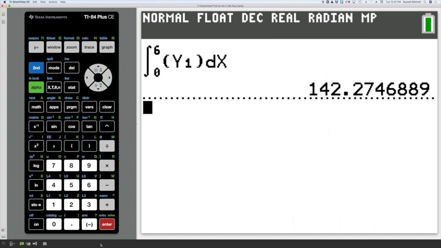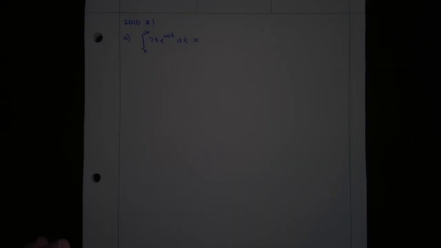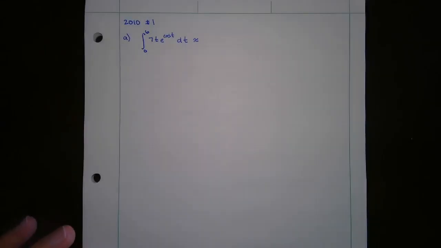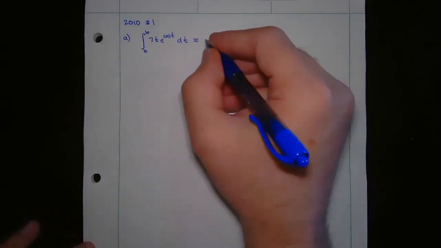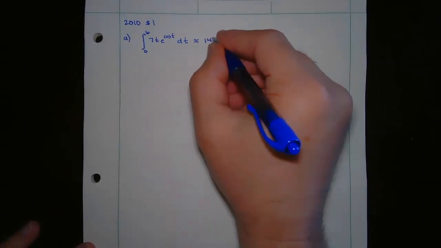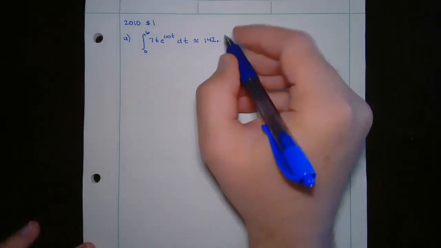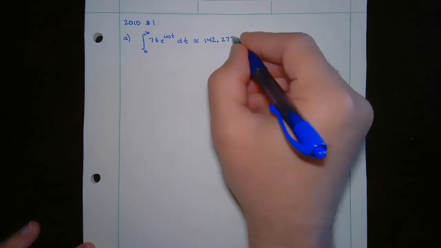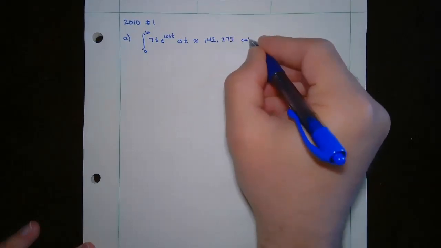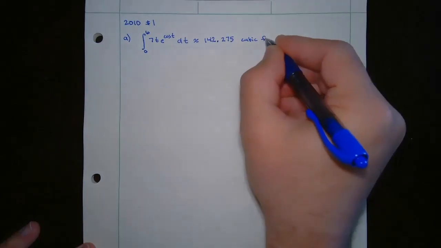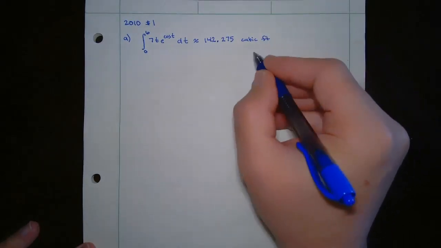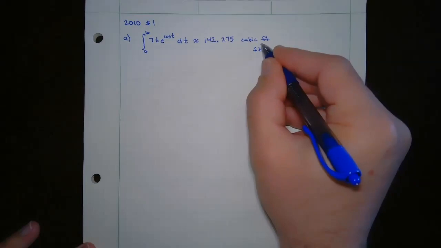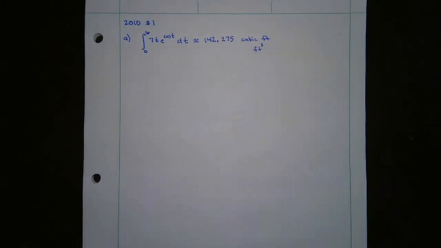Let's go back and put that on. So from our calculator, we know that this integral came out to be 142.275 cubic feet. Another way we can write this is feet cubed. That's cubic feet also. So either one of those would be right, and that's the answer for part A.